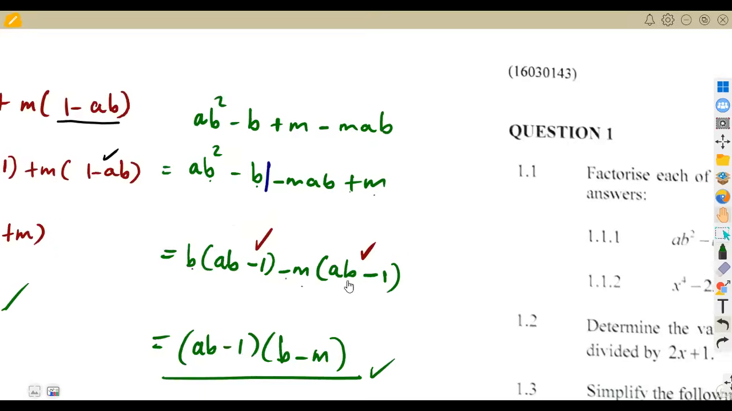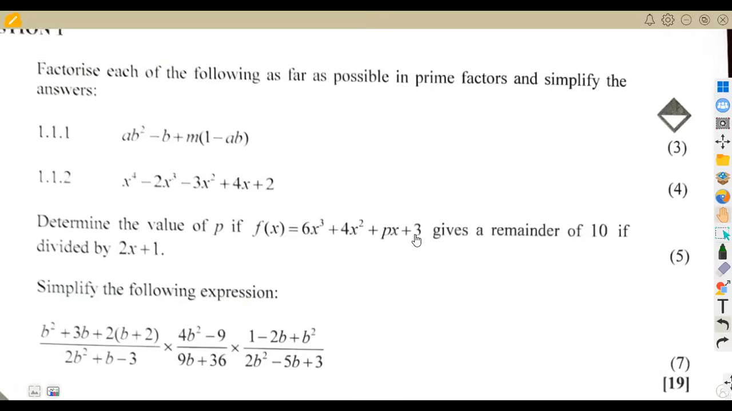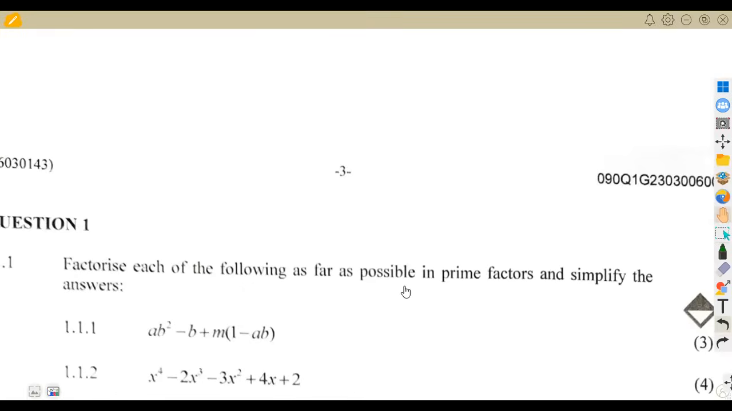All right, but I just hope we understand this, just a revision. I just hope we are revising. We are not doing a topic here. We're just going to have a revision.